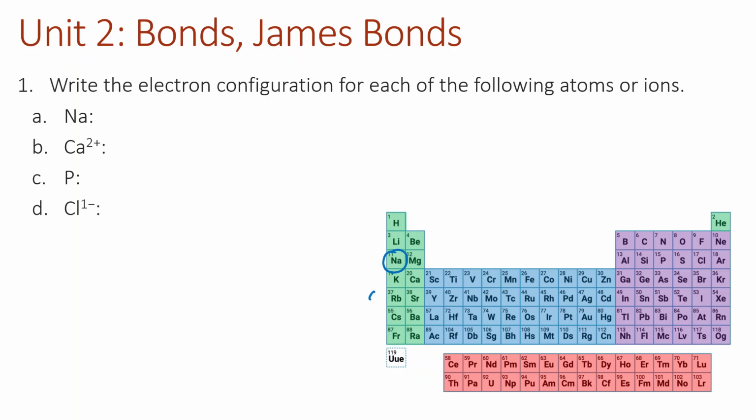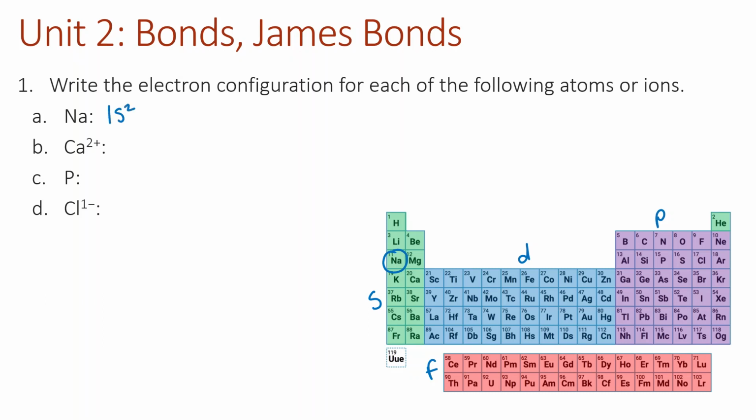So over here in green, I have the S block. In purple, this is the P block. Blue, this is the D block. And in red, that is the F block. So looking at sodium, we're always going to start with hydrogen. So hydrogen would be 1s1. Helium is going to be 1s2.